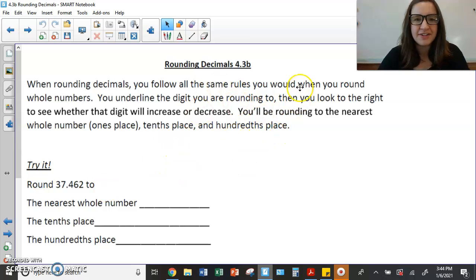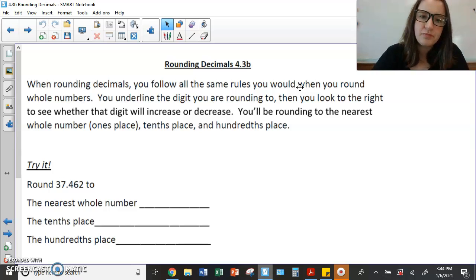So when we are rounding decimals, you are going to follow all the same rules you would when you round whole numbers. So I'm not going to go into too much detail about all the different strategies you can use for rounding. So I encourage you to watch my video on rounding whole numbers first, or have a firm understanding of rounding whole numbers before you try to round decimals. Because I won't be spending too much time on that today, but I will be talking about how to round numbers to different decimal places. And you'll find that if you know the rules for rounding whole numbers, rounding decimals should be fairly simple for you.